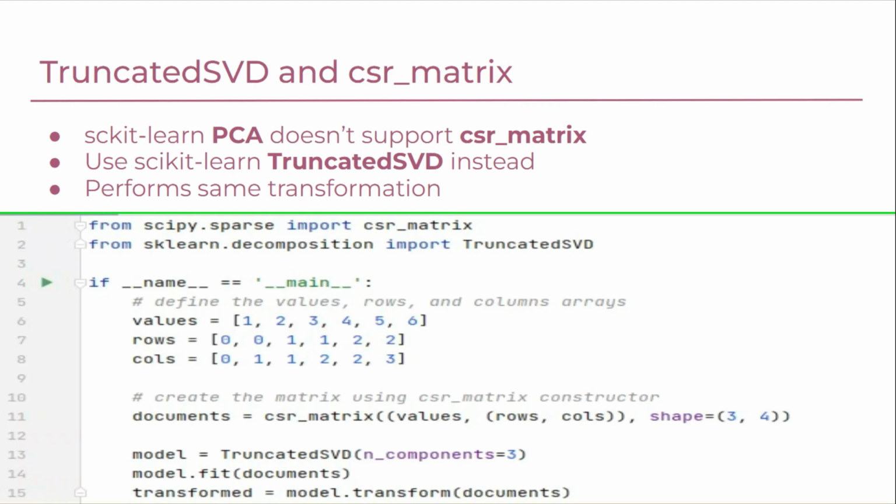Scikit-learn's PCA doesn't support csr_matrices, and you'll need to use TruncatedSVD instead. TruncatedSVD performs the same transformation as PCA, but accepts csr_matrices as input. Other than that, you interact with TruncatedSVD and PCA in exactly the same way.